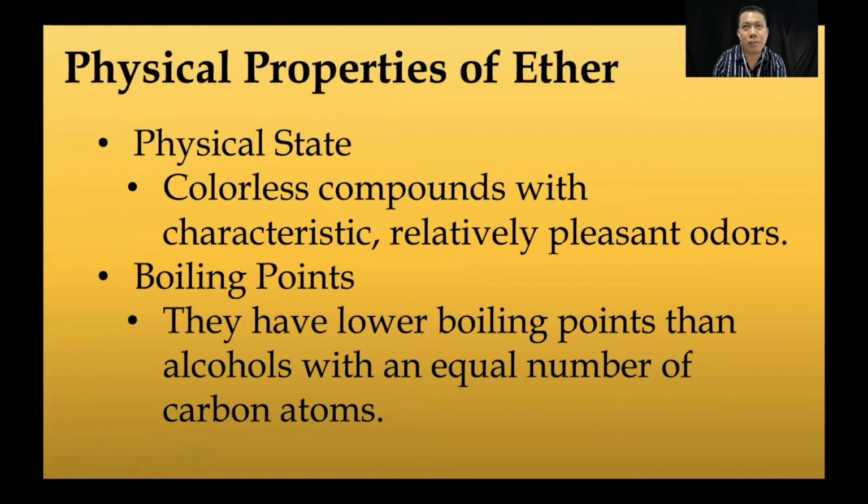So for example, alcohol, let's say butanol. So butanol has 4 carbon atoms. Then the equivalent here in ether is diethyl ether. So they have lower boiling points than alcohol.